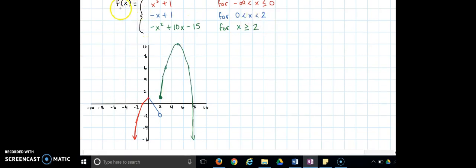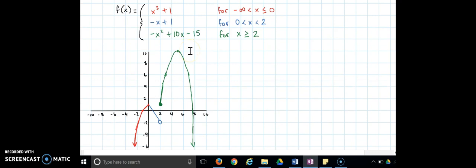Our last step is to graph f of x is equal to negative x squared plus 10x minus 15 for x larger than or equal to 2. So that's this green line over here. I put a closed dot over here because x at this point is also equal to 2. And here, this keeps going all the way until infinity.